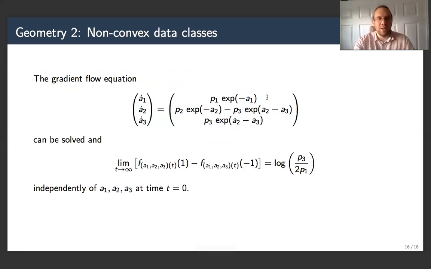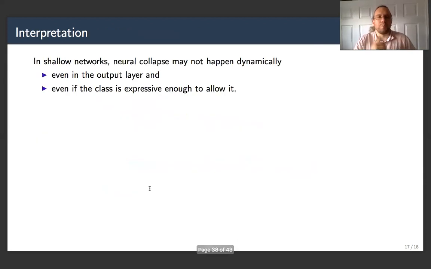And when we solve this, we see that in the limit for a long time, the difference of the output at the right neuron in the class 1 and the left neuron, the left data point, which are both in the same class, tends to this value, which is given where the p3 and p1 are the probabilities of the individual points. And this is independent of how exactly we initialize this. So in shallow neural networks, we see that neural collapse may not happen dynamically, even in the output layer, and even if it is in principle expressive enough to allow neural collapse.